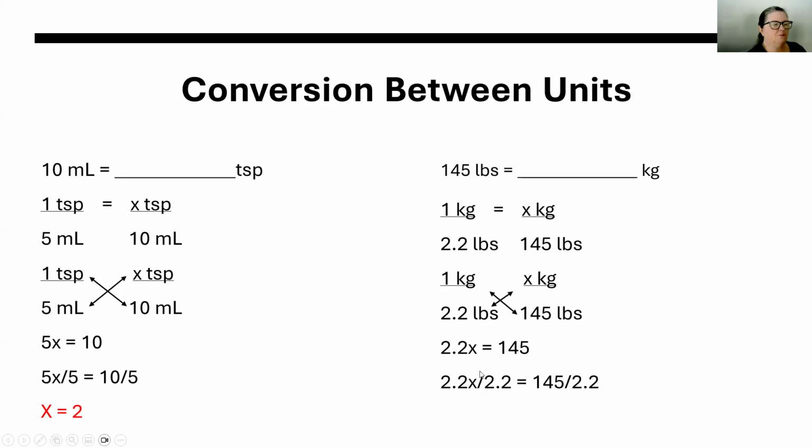Let's divide by 2.2. That leaves us with just x. And 145 divided by 2.2 gives us 65.9. It actually does, I think it's 909090 repeated, or something to that effect. But it does round to 65.9. Weight, by the way, always to the 10th. Body temperature, always to the 10th.